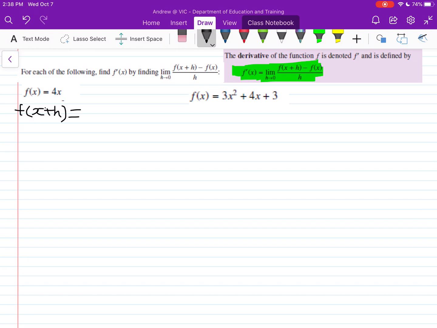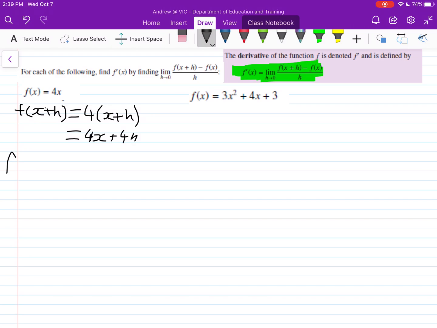In our first one, this is equal to 4 times (x+h), because it's normally 4 just times x. We can expand this out, and this is really useful for later, so it's always good to expand out at the start when you are working it out by hand. That gives 4x plus 4h. So that's what f(x+h) is. Now we have f(x+h) and f(x), so we can use them to work it out.